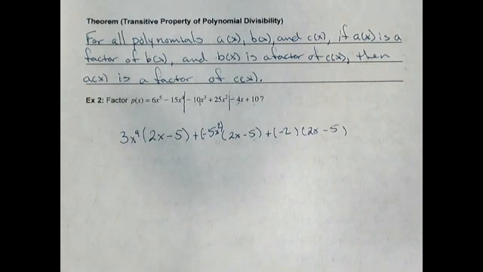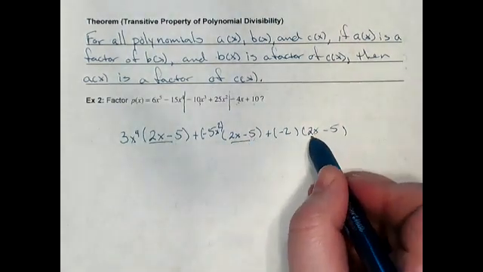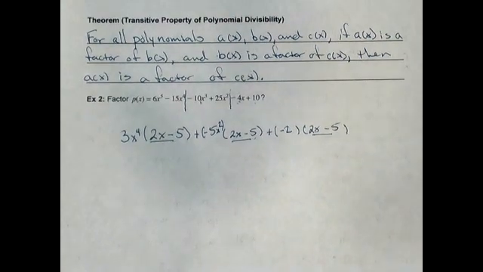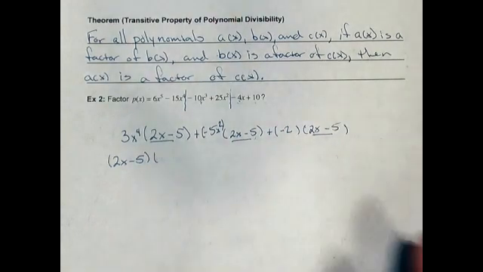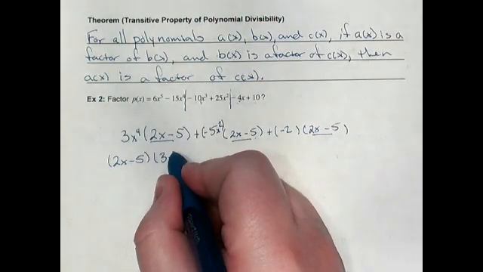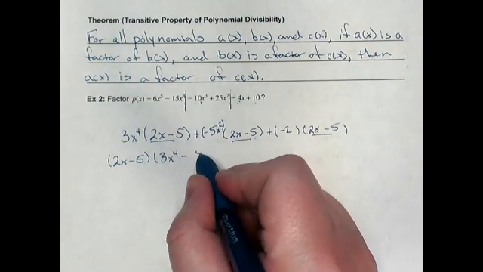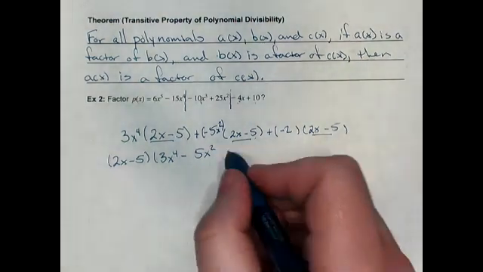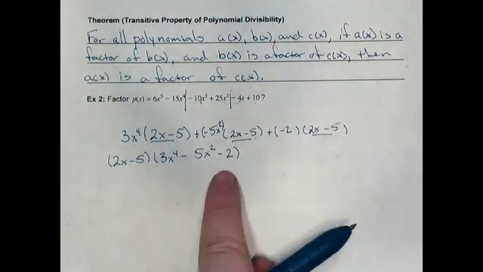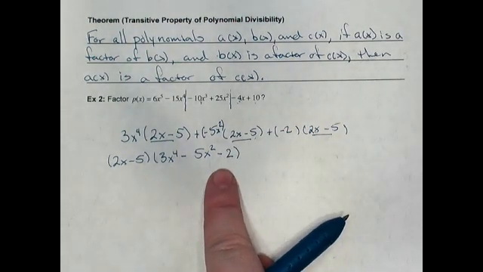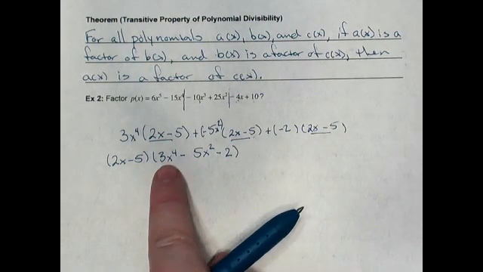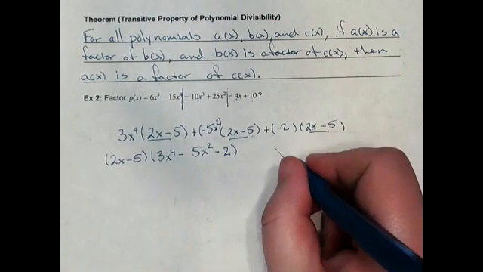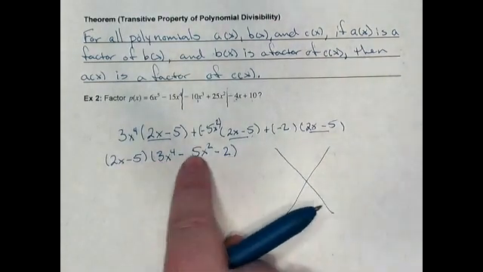Well, now each term has 2x minus 5. So I'm going to factor that out of everything. I'm going to have 2x minus 5 times, in this first term, I'd still have 3x to the fourth minus 5x squared minus 2. Well, this is a trinomial where the middle term's exponent on x is half of the leading exponent. So I can use the x method to try to factor this trinomial.